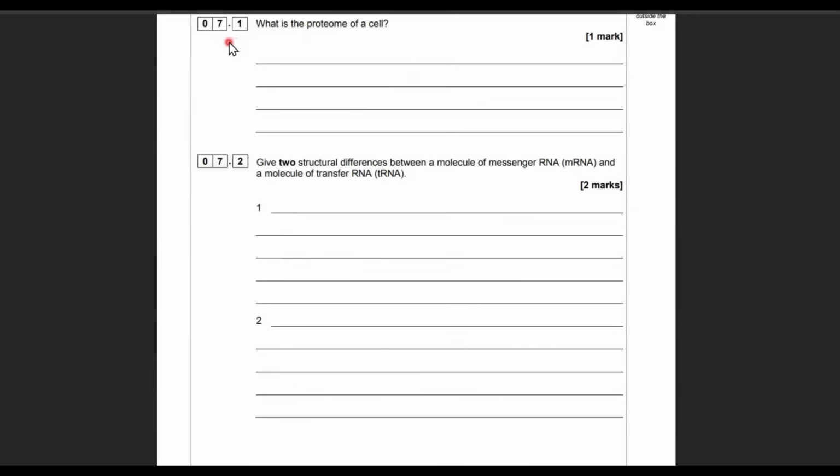Right, question 7 and up. What is the proteome of a cell? So you should know this off by heart. It's a nice little memory recall one. It is the full range of proteins coded for by the DNA in an organism. Is protein I before E or E before I, whatever. It is the full range of proteins coded for by the genome of an organism. There you go. So it's all the proteins that can be coded for by an organism or by an organism's DNA or by its genome.